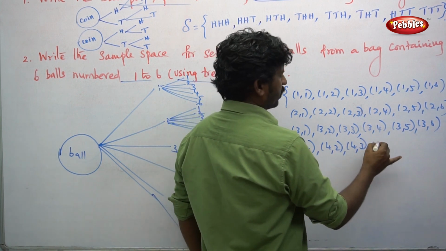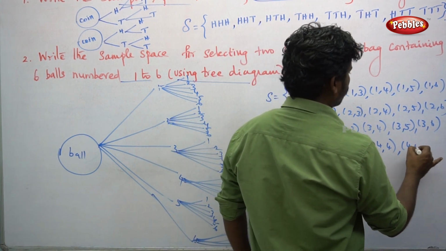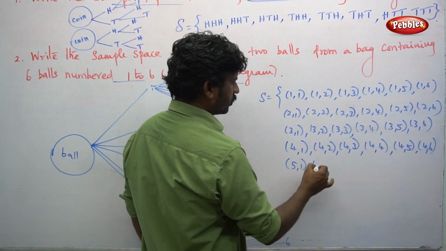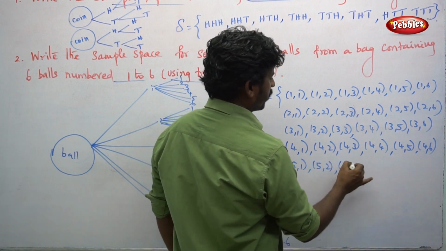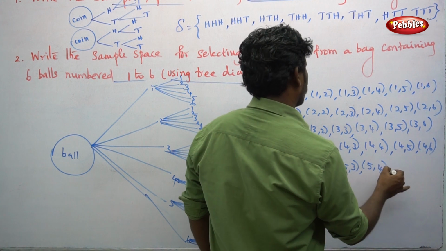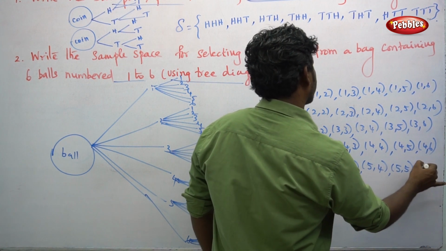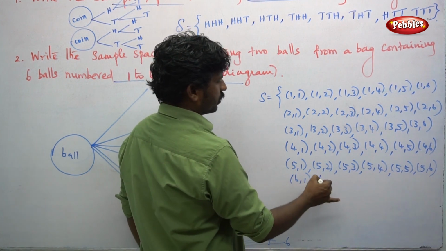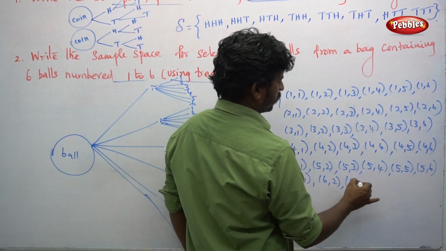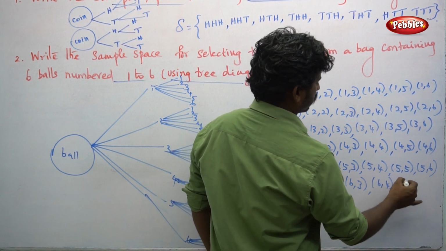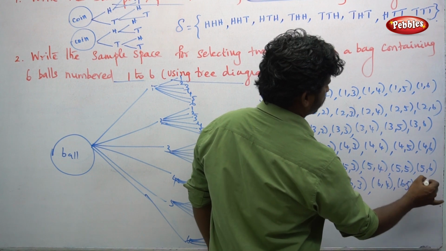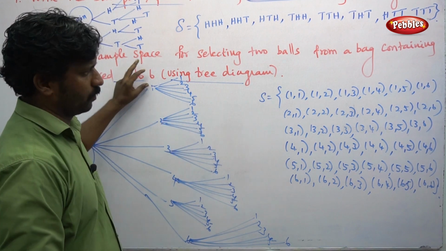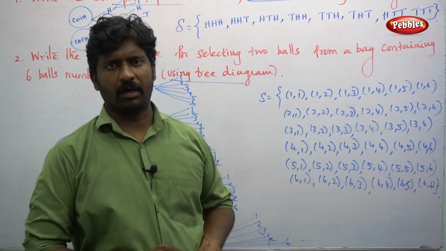4 3, 4 4, 4 5, 4 6, 5 1, 5 2, 5 3, 5 4, 5 5, 5 6, then 6 1, 6 2, 6 3, 6 4, 6 5, 6 6. So this is the sample space for this problem, புரியுதுங்களா. இப்போ next problem பார்க்கலாம். See the next problem.